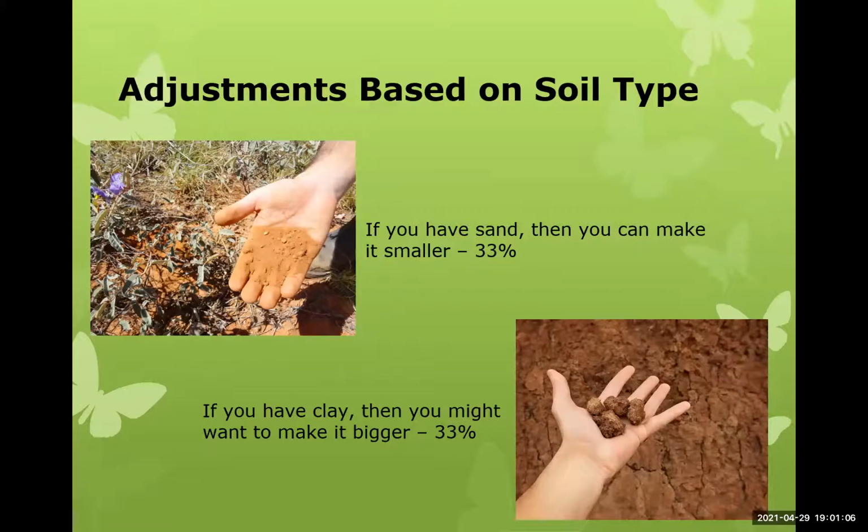So then you can make some adjustments based upon soil. If you have sand, you can make it smaller. I'm just estimating 33% smaller. If you have clay, you might want to make it bigger, maybe 33%. You just take a handful of soil, and if it crumbles like sand does, then you have sandy soil. If you clump it in your hands and you end up with a bunch of turds in your hand, then you have clay soil.